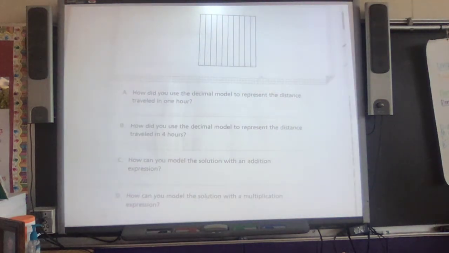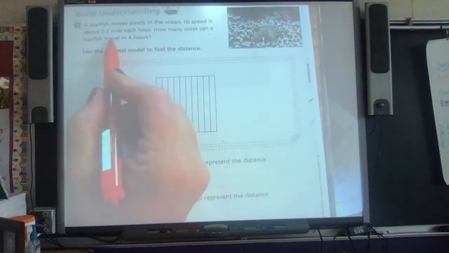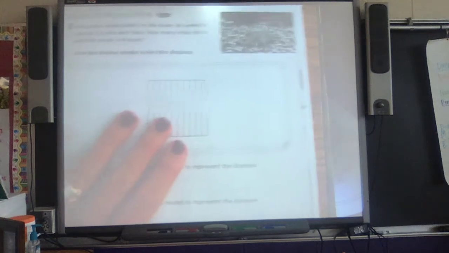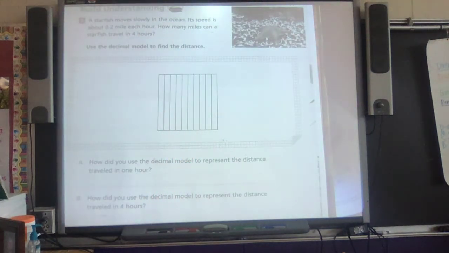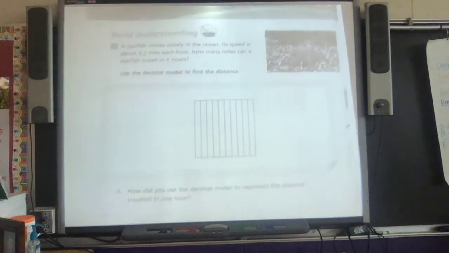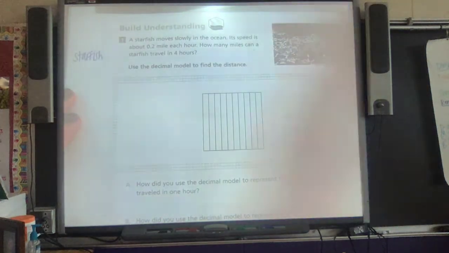So we're on page 376. All right. A starfish moves slowly in the ocean. Its speed is about 2/10 mile each hour. That is slow. How many miles can a starfish travel in 4 hours? All right. So it went ahead and drew a model for you. So I'm going to think, all right, it told me this is about the starfish, and I like to get my thoughts together. This is about starfish, and these starfish are swimming.